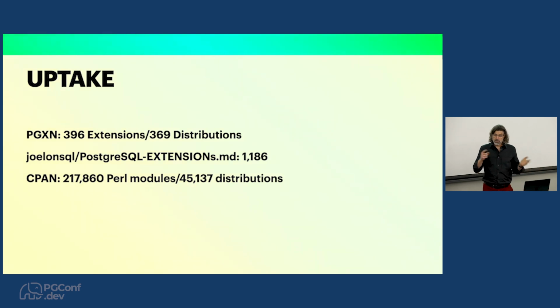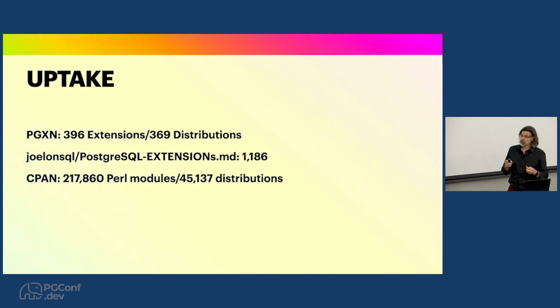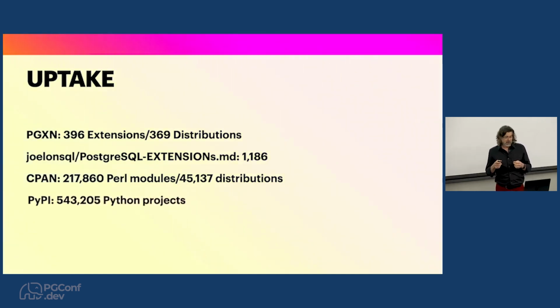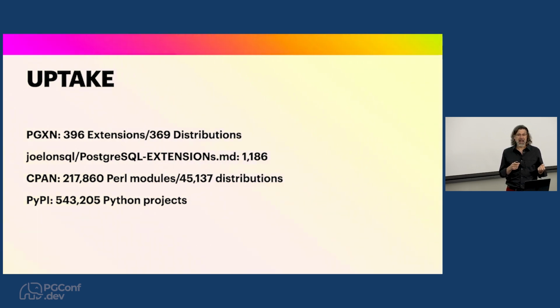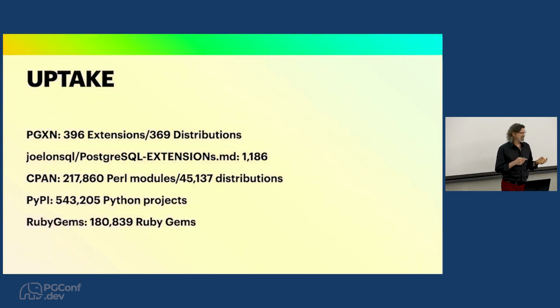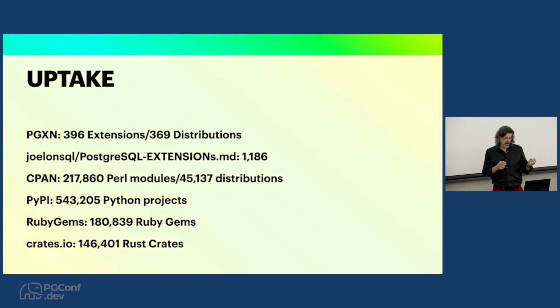So there's a lot that is not on PGXN that is publicly available. And meanwhile, CPAN, on which I based the design of PGXN, as of a few days ago, has 45,000 distributions. PyPI has over 500,000 Python projects, which is astronomical. I was kind of shocked by that. RubyGems has 180,000 gems, and crates.io, the Rust distribution system, has 146,000 crates.